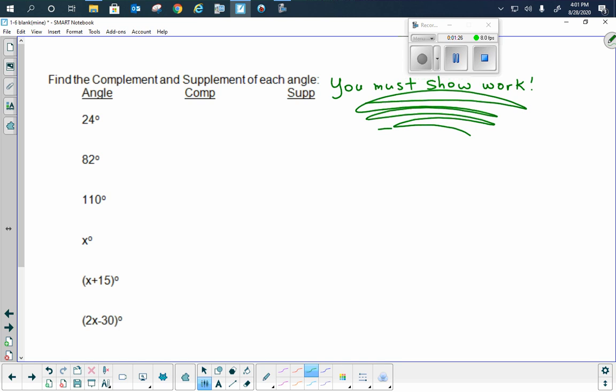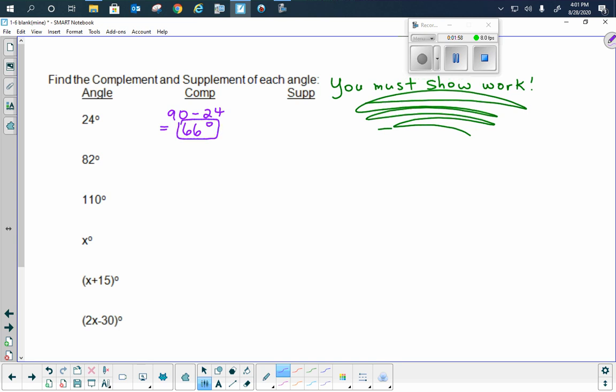If I ask you for the complement of an angle, well, if 24 degrees and something else add up to 90, then the opposite operation is what you're going to use. You're going to find the complement by saying, I know its complement would be 90 minus 24. Working that down, that would give us 66. And it's an angle, so it would be 66 degrees.